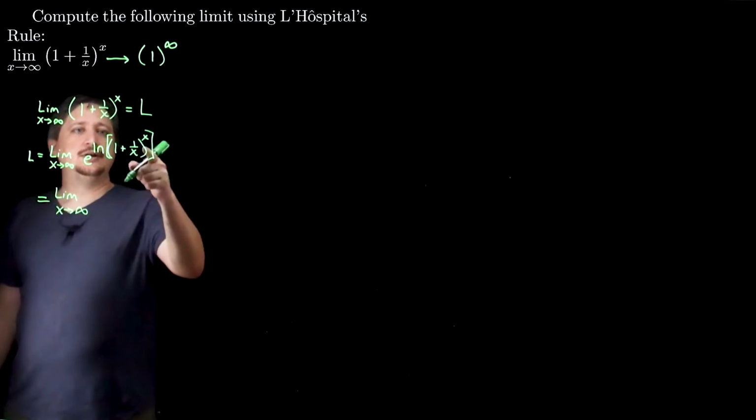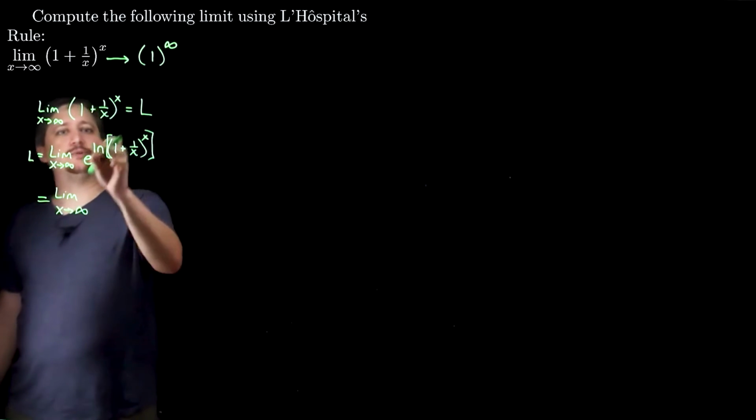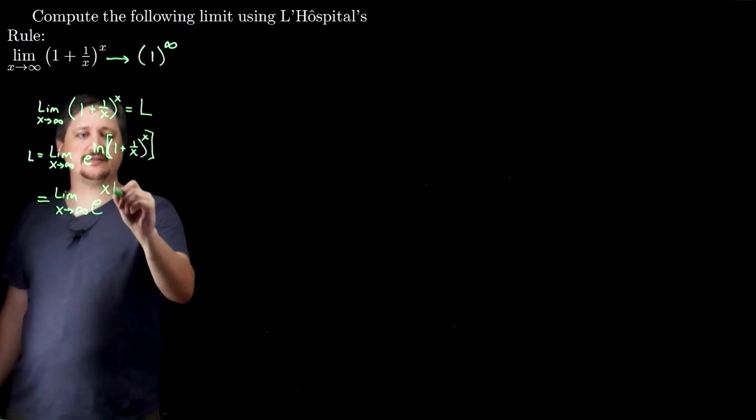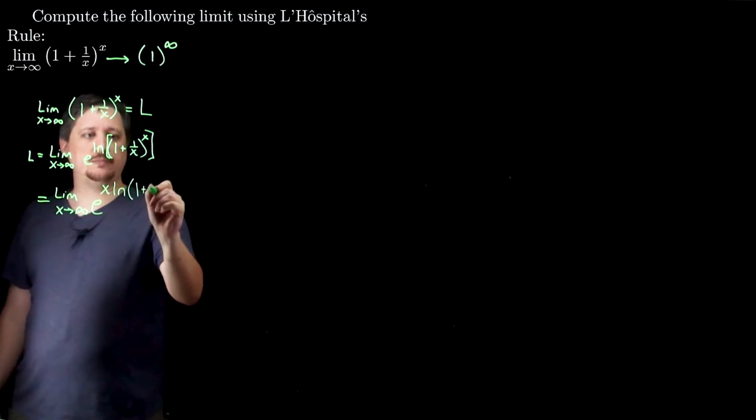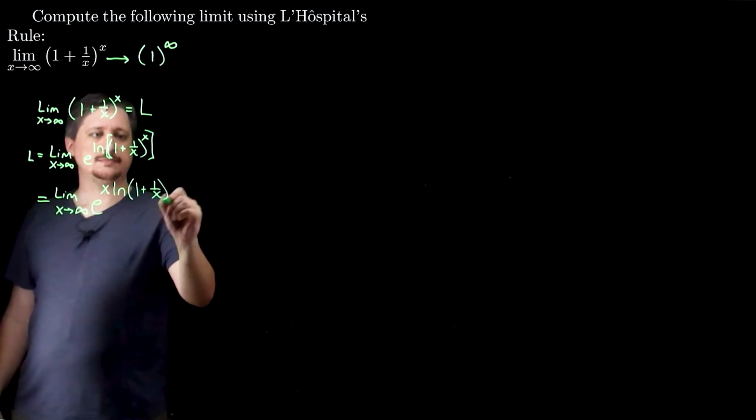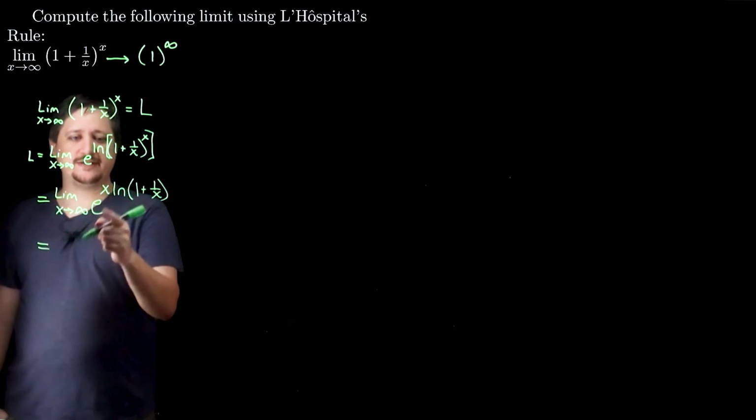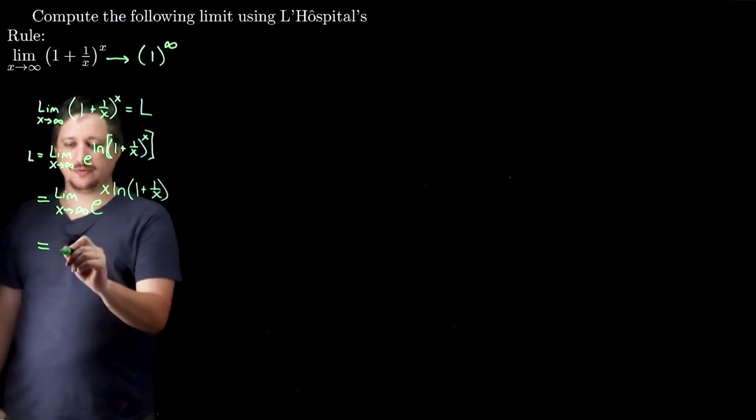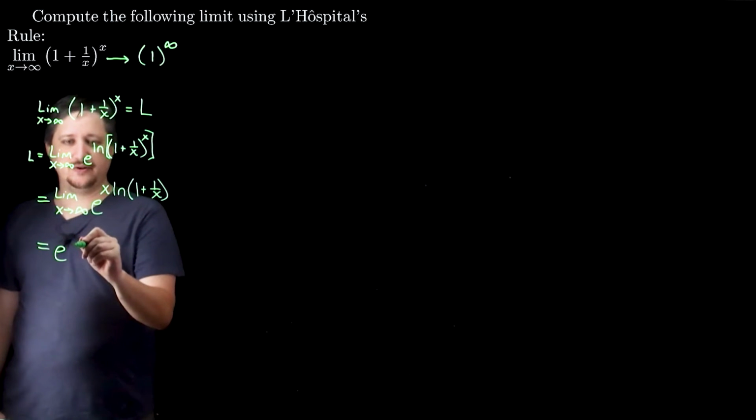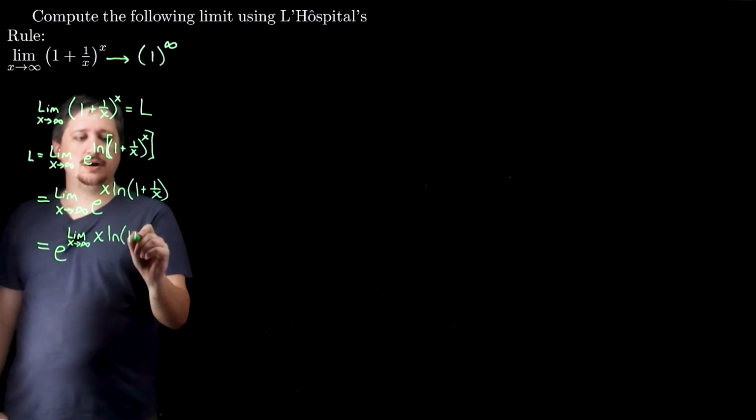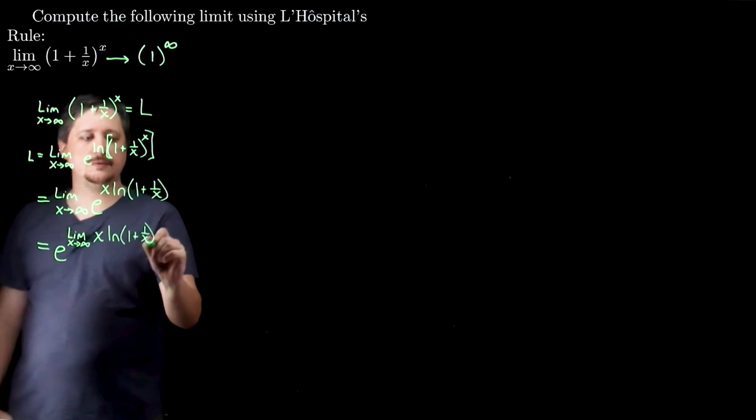using log rules, I have log of something to a power, so I can bring the power down. So I have that this is e to the x times natural log of 1 plus 1 over x. And in particular, this is through the fact that an exponential is continuous, but again, we don't really need to keep track of that part. I can rewrite this as e to the limit as x goes to infinity of x natural log of 1 plus 1 over x.